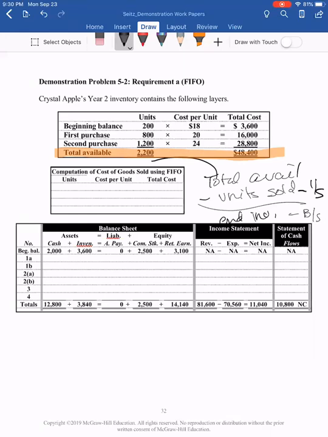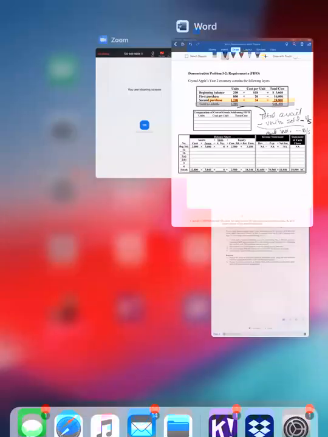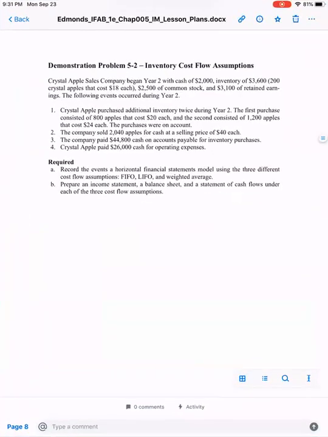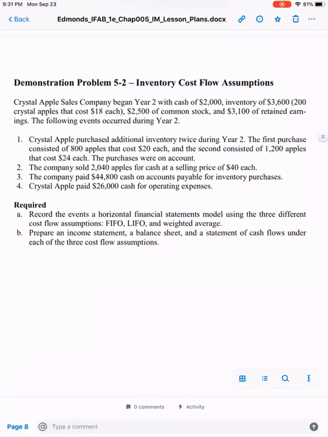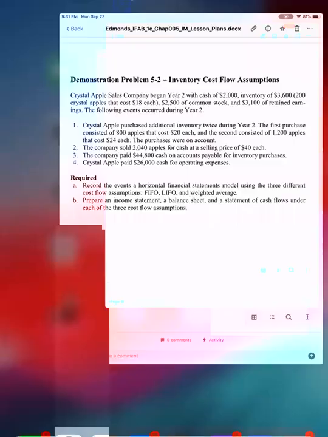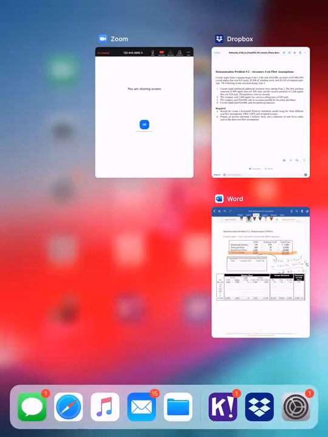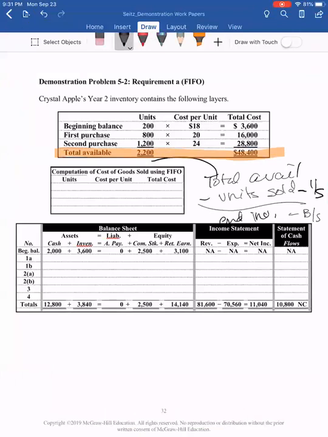Let's first figure out how many they sold. So they purchased inventory. Event number 1 helped us put together that cost of goods available chart that we were just going through. And it said that we sold 2,040 apples for $40 each.